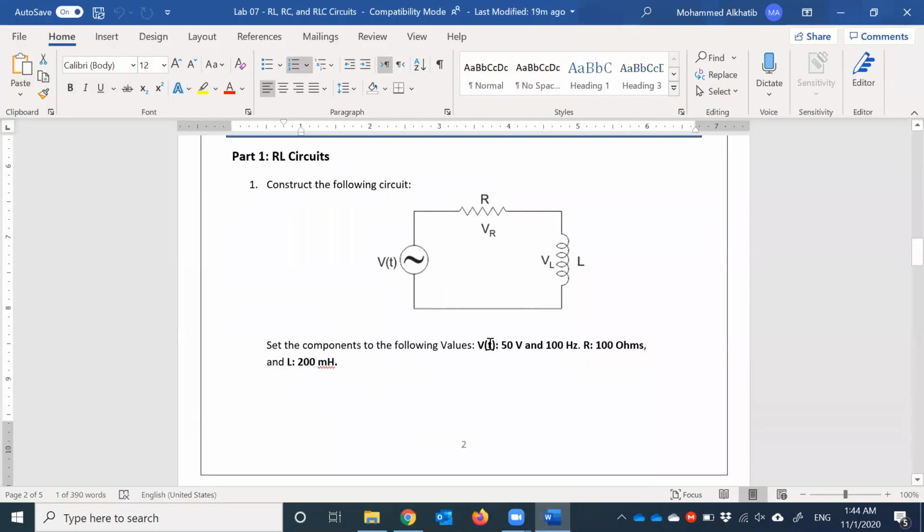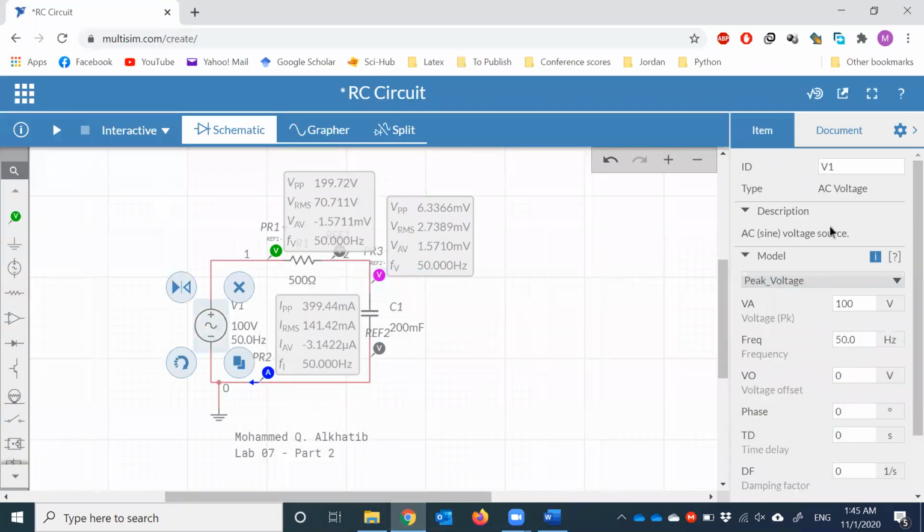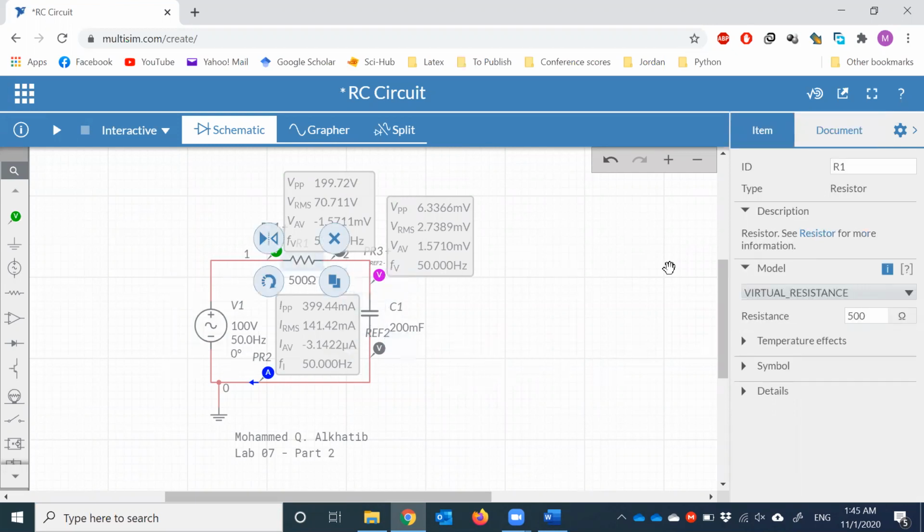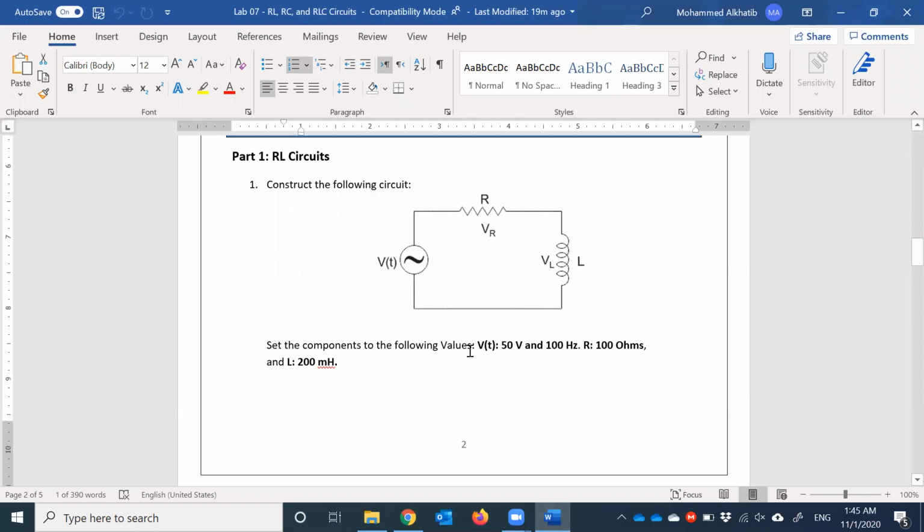Okay, so we have the components, and I believe everybody knows how to change the values. You just double click on the component. It will open the properties. You change the voltage and frequency for the AC supply, the value for the capacitor, the resistor, and so on. So do the changes here.